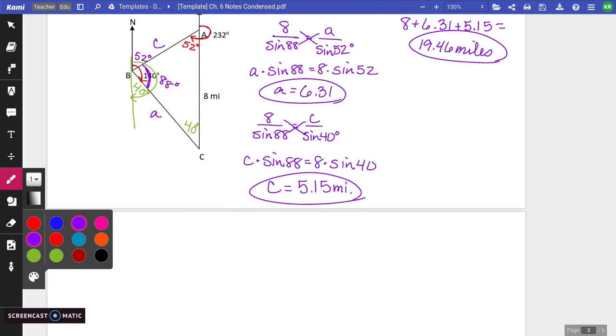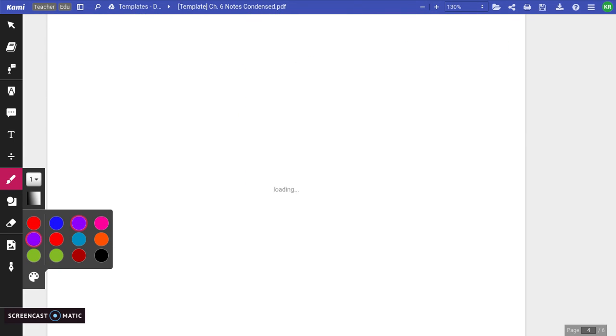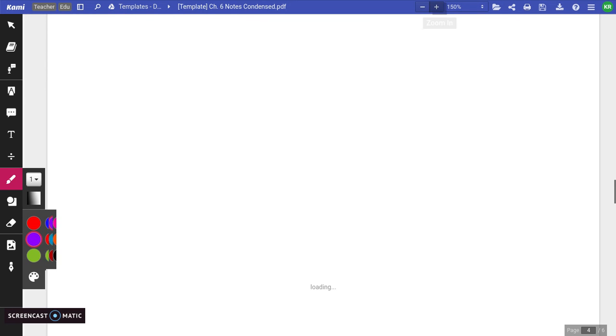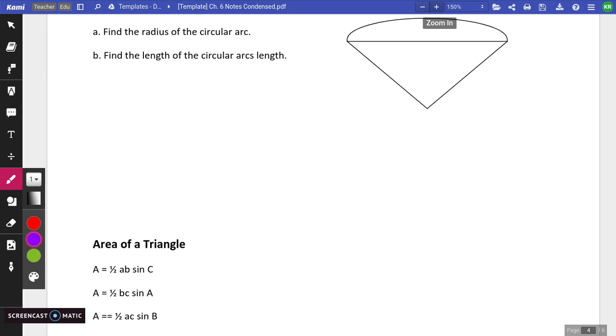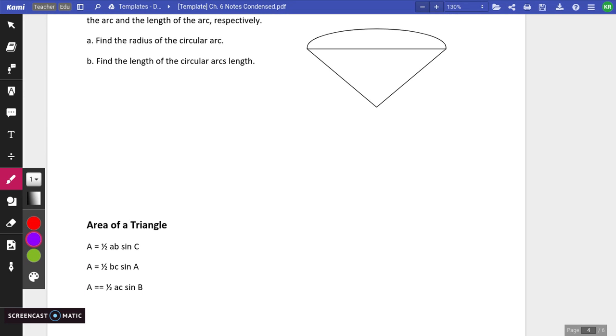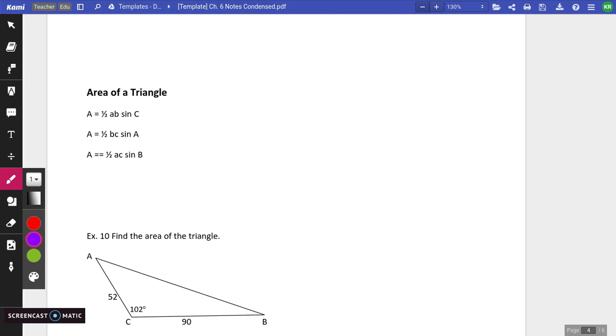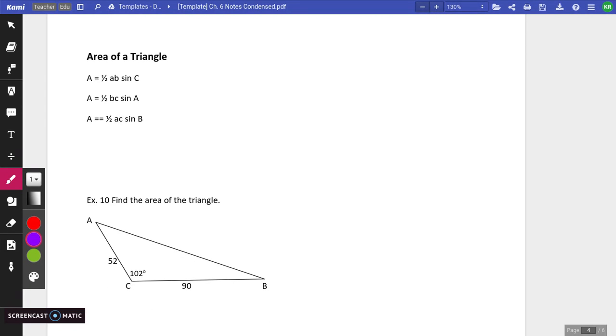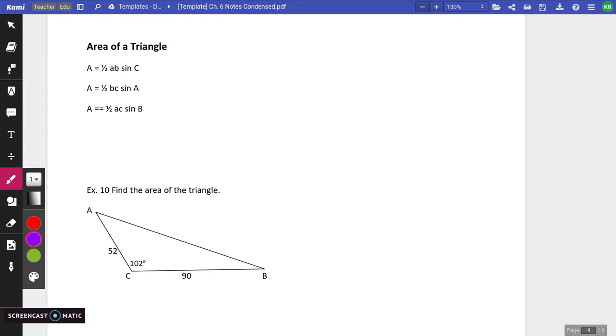Okay, there's another example here. I think we'll skip number 9 at the moment. We may need to come back to that in class, but I want to go down here to number 10 and show this one to you just quickly.